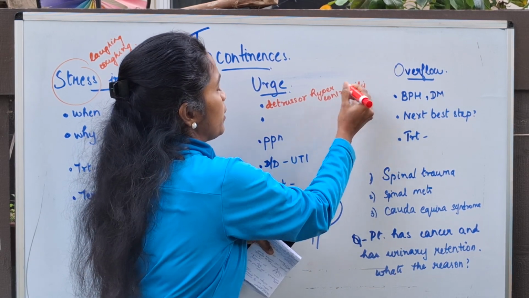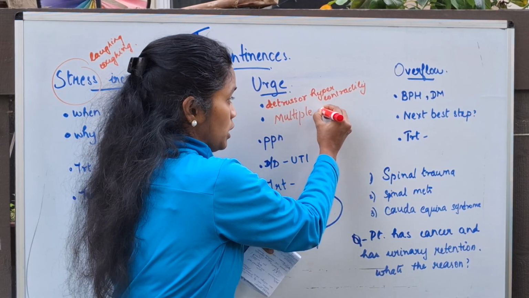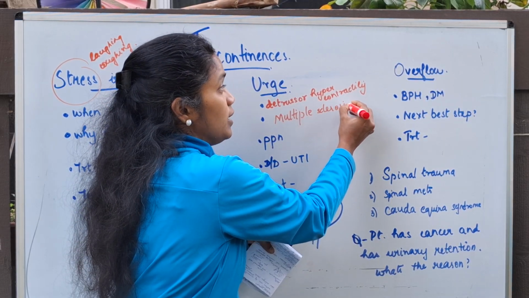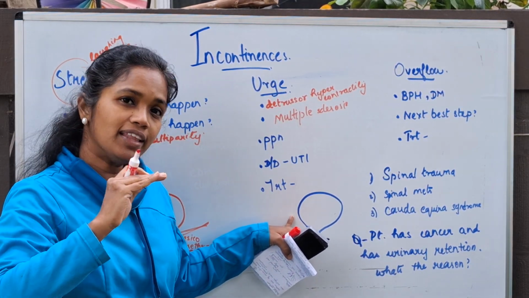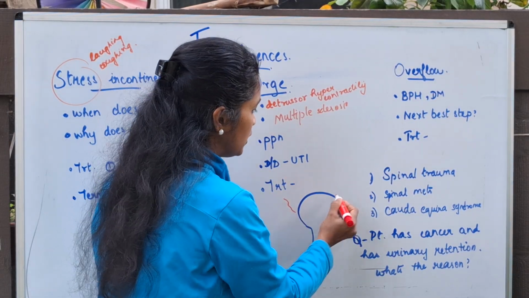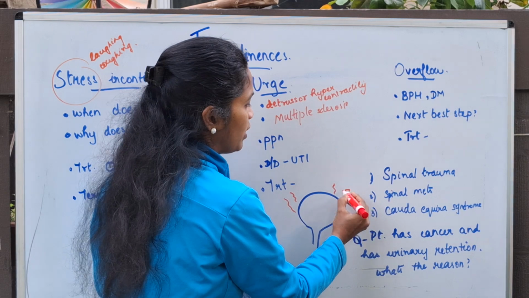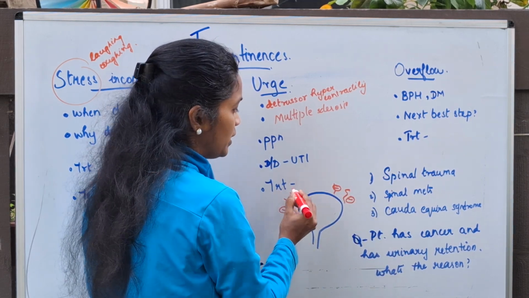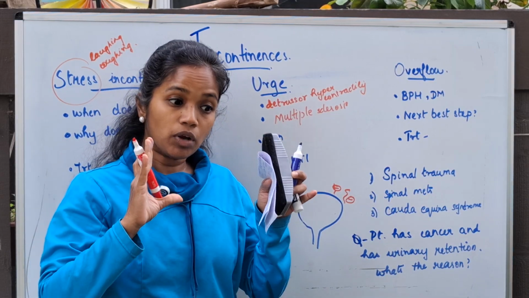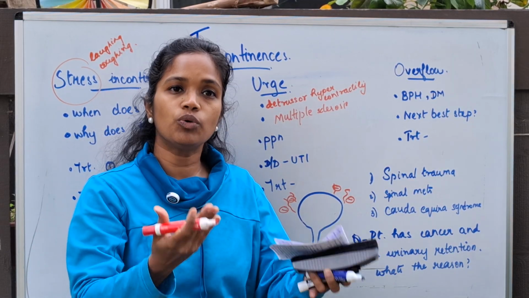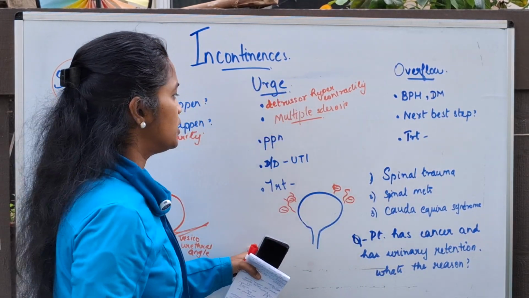So when does this happen? This happens in multiple sclerosis patients. Why? In multiple sclerosis, the cortical nerves which supply the detrusor muscle are inhibitory nerves, and those inhibitory nerves are affected. So now we don't have any cortical nerves to inhibit the detrusor hypercontractility. Therefore, the detrusor is in a hypercontractile state because we don't have nerves to inhibit it. Therefore, multiple sclerosis commonly presents with urge incontinence.